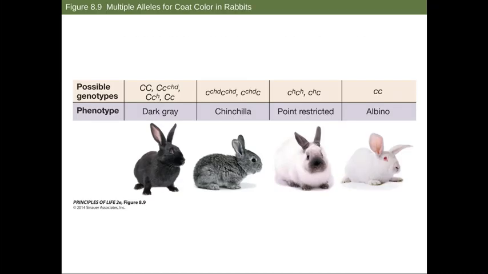So we can see at the top of page 159 in your text, in figure 8.9, we have these different rabbits here. We have dark gray, albino all the way over here, chinchilla, and then point restricted right here. And as you can see, we have several different possible genotypes for each that can give rise to this, and not just a single color. I know that in the previous lesson, we really simplified things with heterozygote as being one dominant and one recessive allele. But as you can see here, in most cases, we are going to have multiple genotypes which give rise to this heterozygote being present.